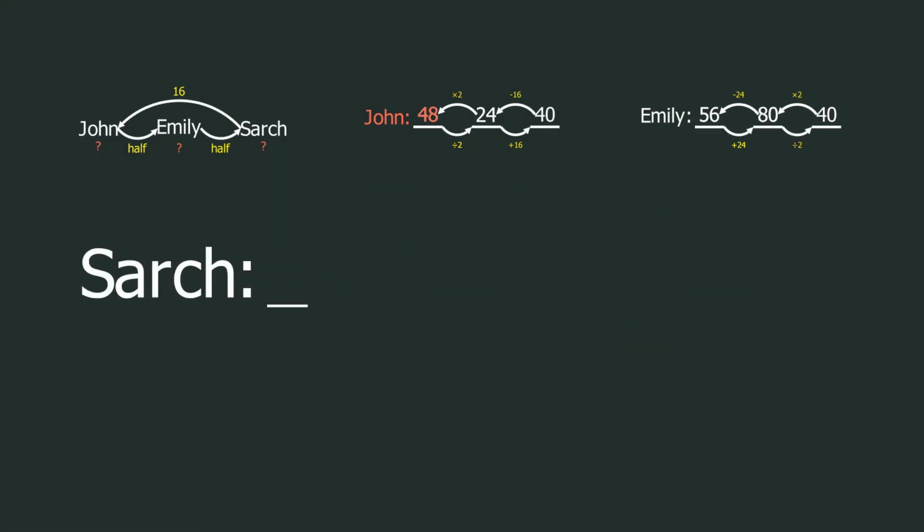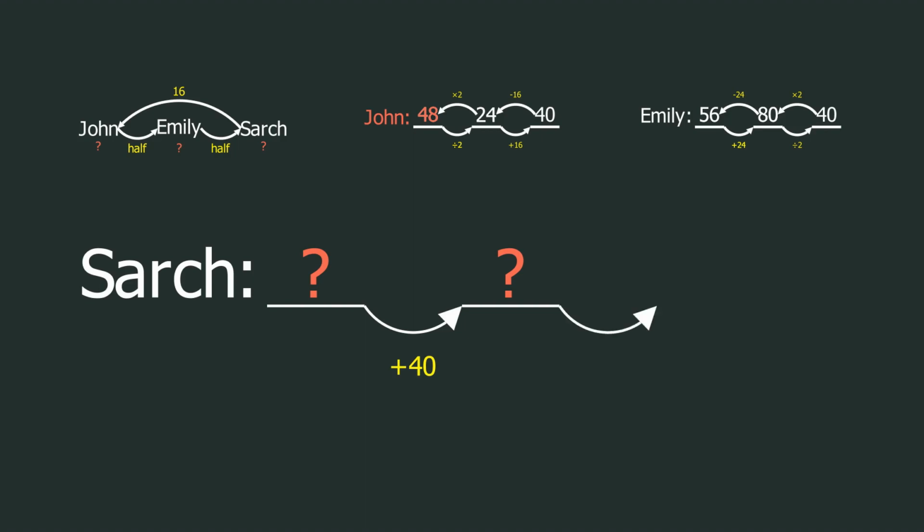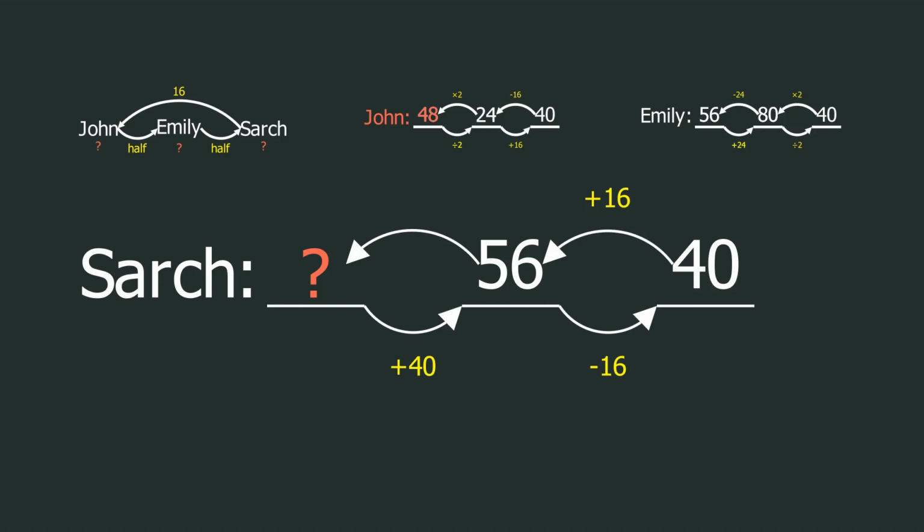Last we come to Sarch. Pay attention here. How did it change the first time? The problem says, in order, Sarch's candy quantity changed for the first time is after Emily received John's candies. So, when Emily gave half to Sarch, she was giving half of 80, which is 40. At the end, he also had 40 candies after giving John 16. If we reason backward, we add 16 to get 56. Subtract 40, so initially, Sarch had 16 candies.